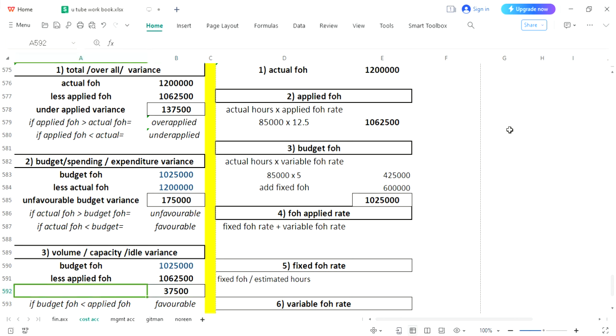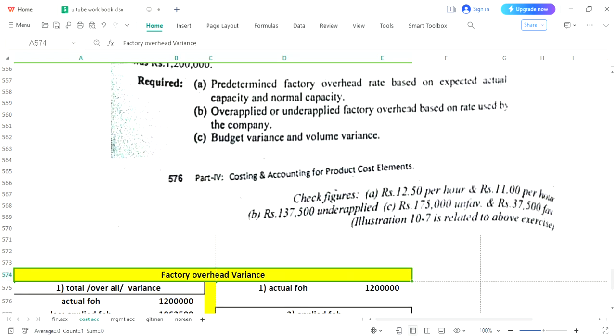It's time to conclude by putting focus upon budget. Your budget was 102 and applied was 106. So budget is less. We should be happy as we have to arrange less. So it would be favorable volume variance, which is 37,500. Let's check the answer.